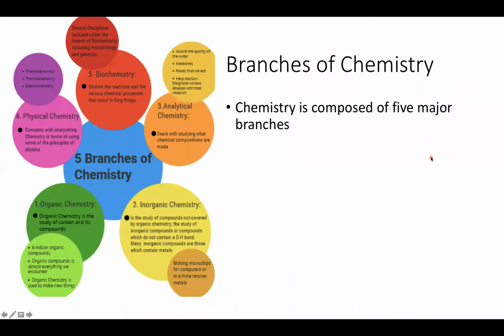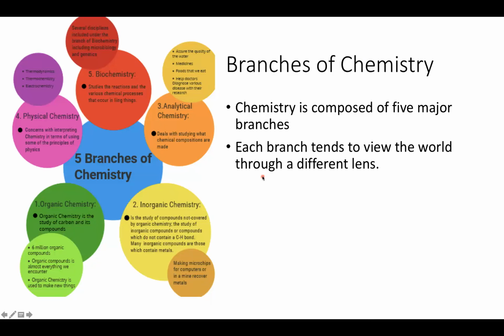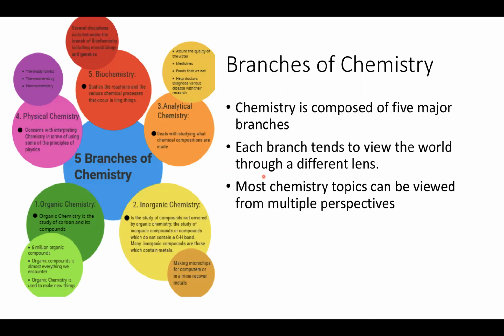So as many of you know, chemistry is typically broken up into 5 major branches: organic, inorganic, analytical, physical, and biochemistry. Each one of these gives us a very different view of the world. Each one tends to look at the world through a different lens, and that different lens tends to bias how we think about the world. However, it is worth noting that each one of our chemical topics can often be viewed through at least 2, sometimes through all 5 different lenses.